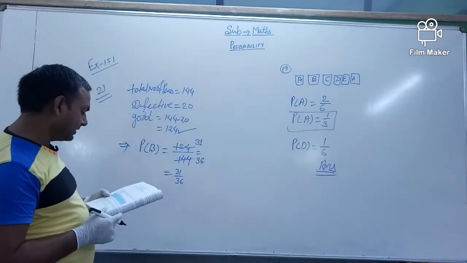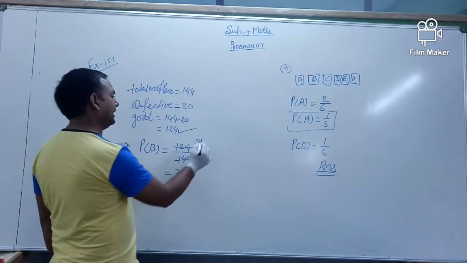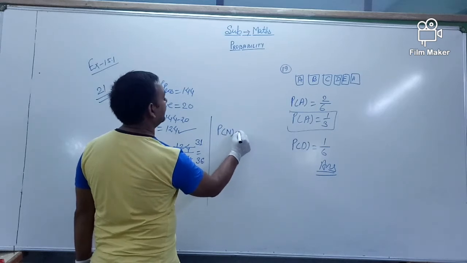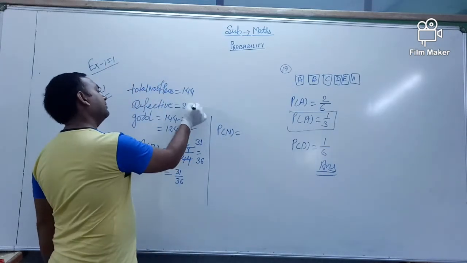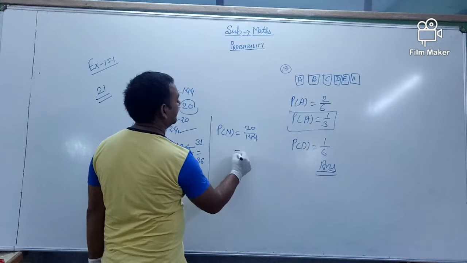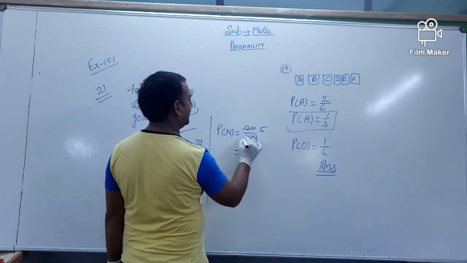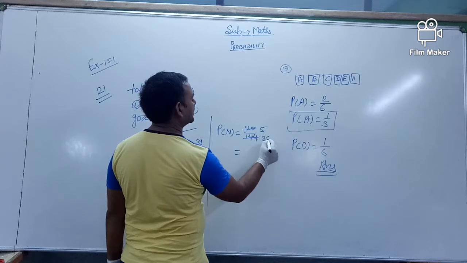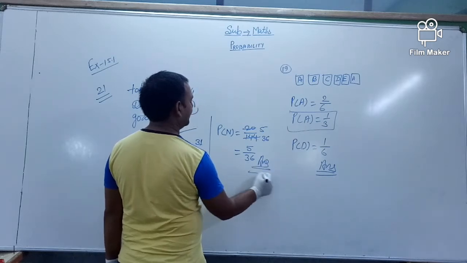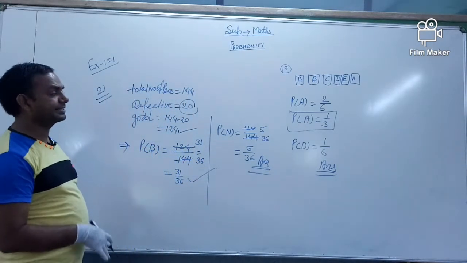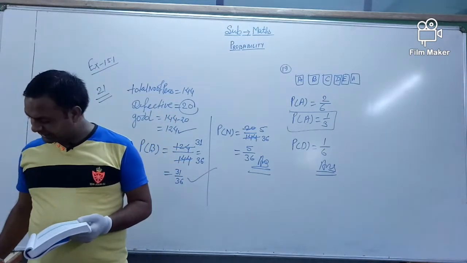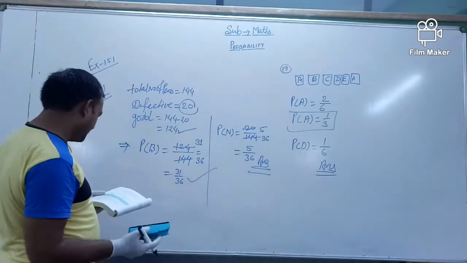She will buy. Second condition, she will not buy it. The probability of not buy, P(N), is equal to the defective pens, that is 20. So 20 divided by 144. 4 5s are 20 and 4 36s are 144. So this is 5 upon 36. She will buy the pen with probability 31 upon 36, not buy is 5 upon 36. Okay, I think all of you understand.